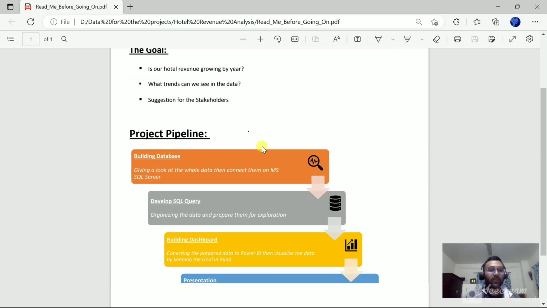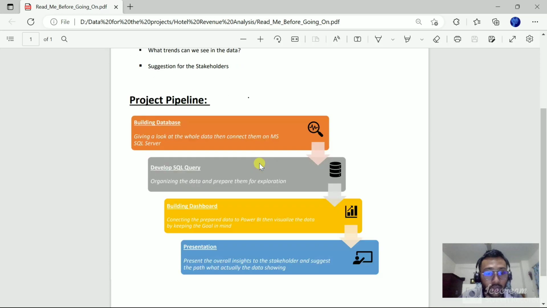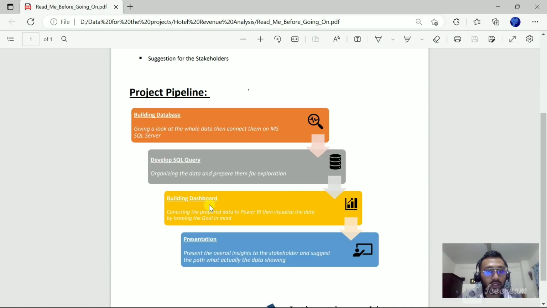So the project pipeline is, at first, I'm going to build a database in MS SQL Server. Then I'm going to develop some simple SQL queries for the exploration. So basically in that step I'm going to load my CSV file into the SQL Server, and then put some SQL code on there to prepare the data for the main exploration.